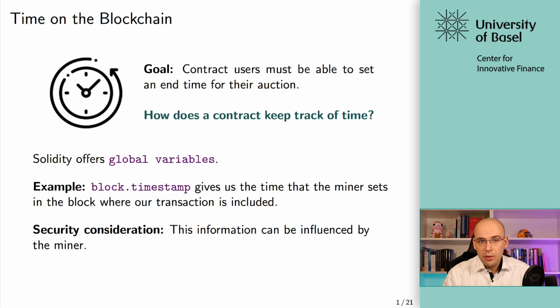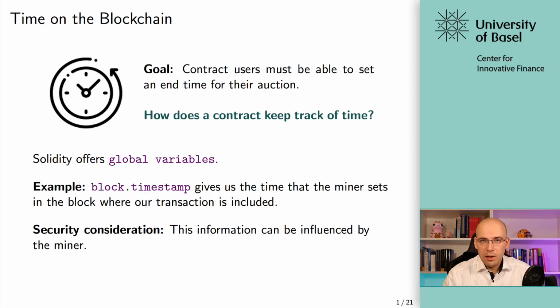The way we do that is Solidity offers some global variables, and what we can do is just use block.timestamp. This gives you the time that the miner has set for a specific block. So when a miner comes up with a valid solution, when they propagate this block and it gets accepted by everyone else, then within this block there is also this timestamp variable that is set by the miner, and that's what we can use to conclude our contract.